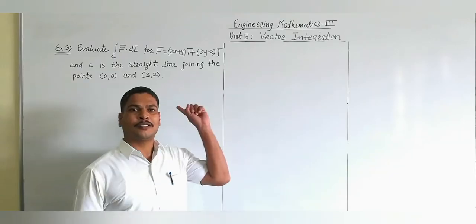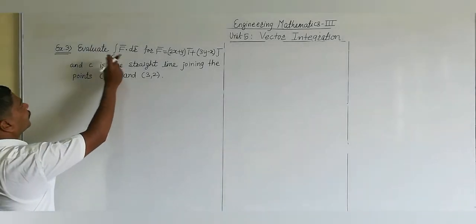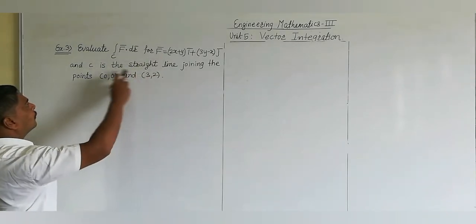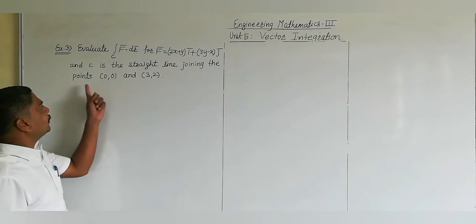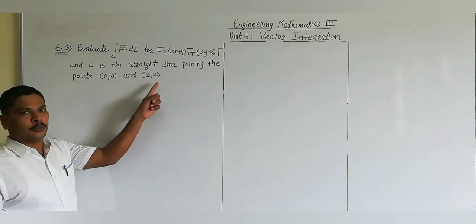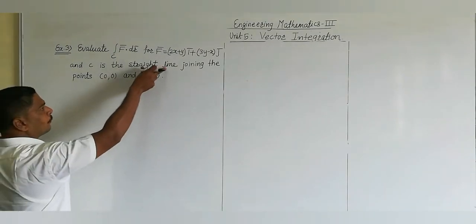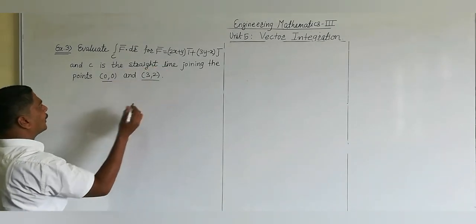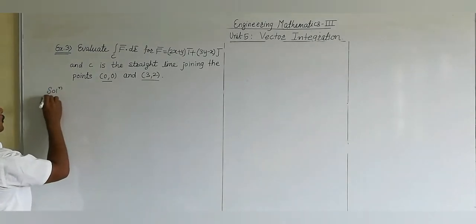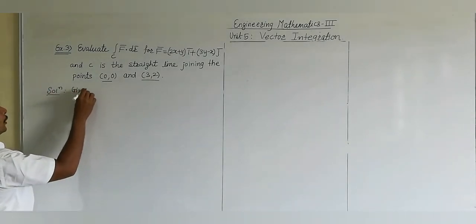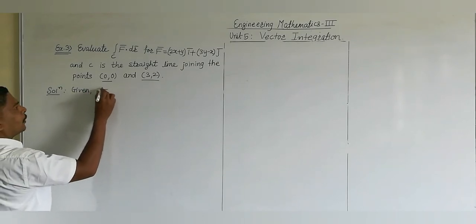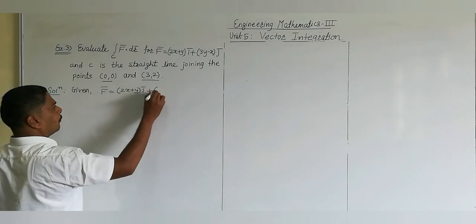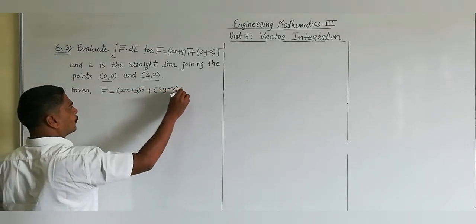Okay. Now this is the third example on line integral. Evaluate integration f bar dot dr bar over C, for this f bar and C is the straight line joining the points (0, 0) and (3, 2). Here we don't know the equation of the straight line. We have two points on that line. So first of all I will write the given thing. So here given f bar is equal to (2x plus y) i bar plus (3y minus x) j bar.